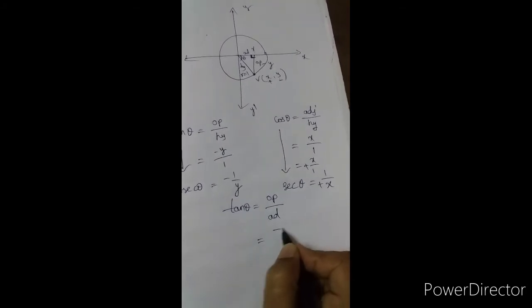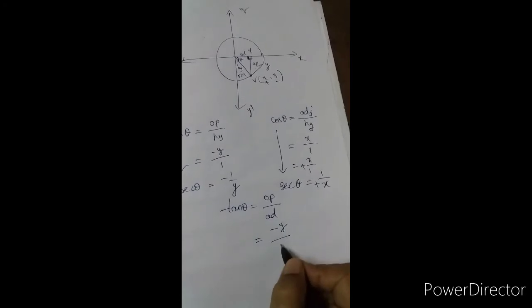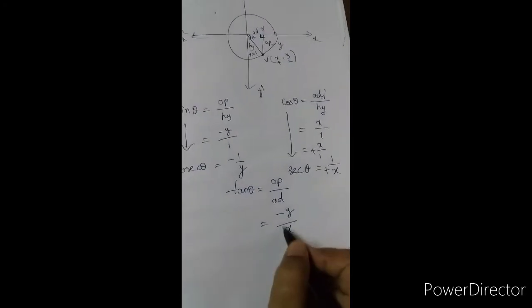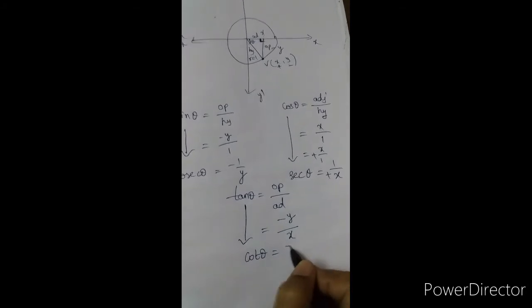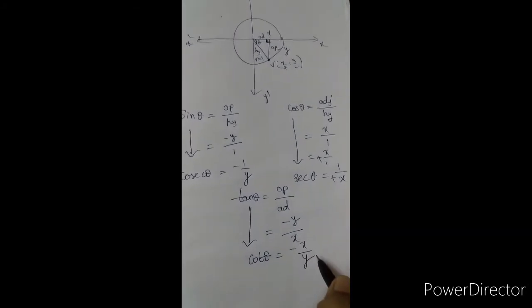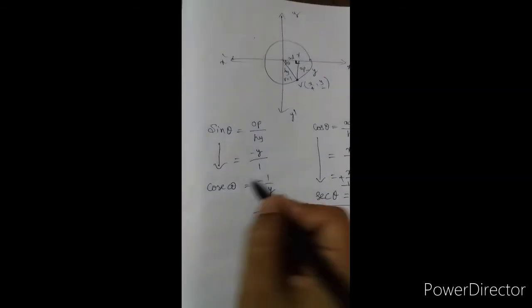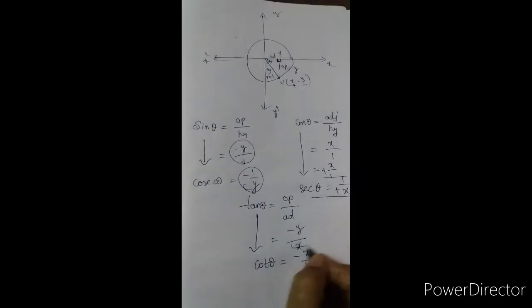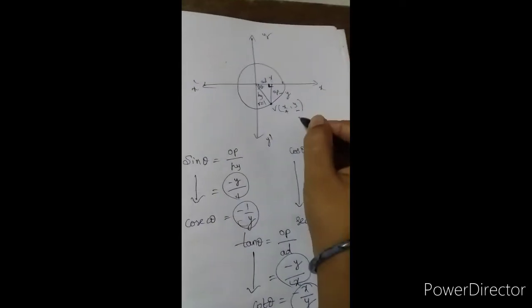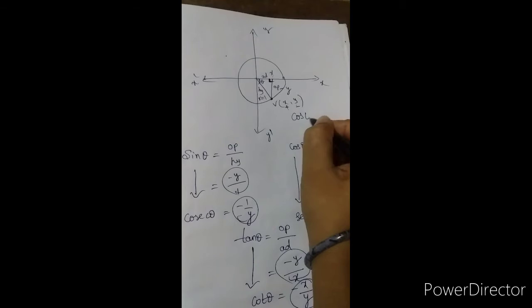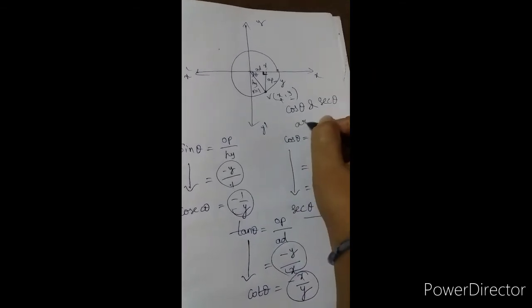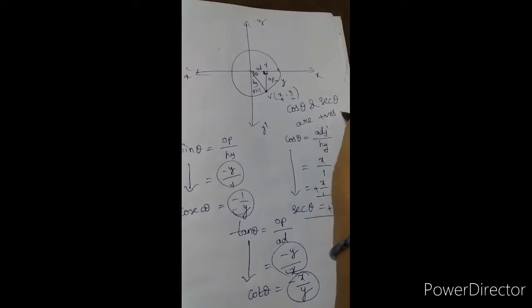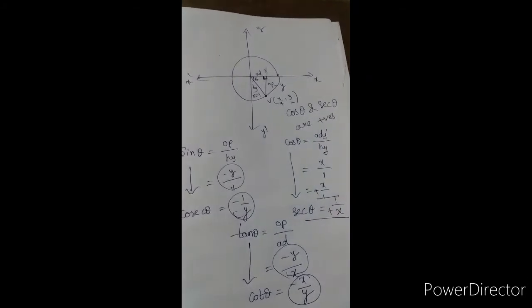Next one, tan theta is equal to opposite side by adjacent side. So the opposite side value is minus y and the adjacent side value is x. So this is a negative one and its reciprocal will also be a negative one. That will be minus x by y. So here cos and secant are positive and the remaining all are negatives. Okay, so in quadrant 4, cos theta and secant theta are positives. Remaining all are negatives.